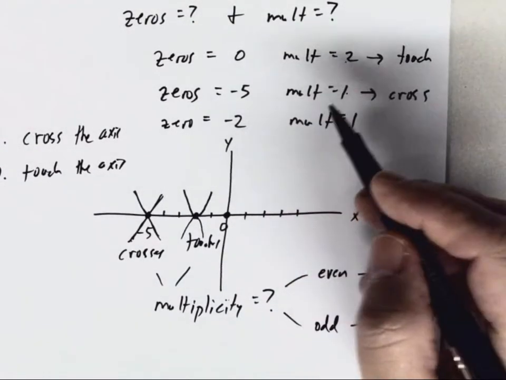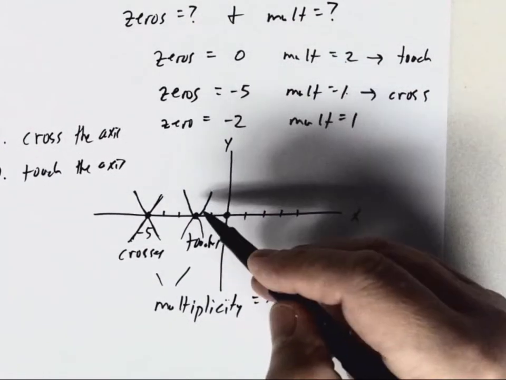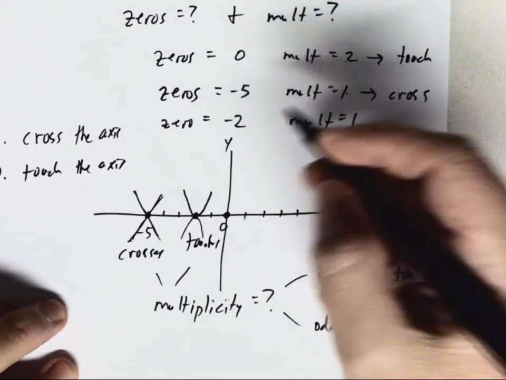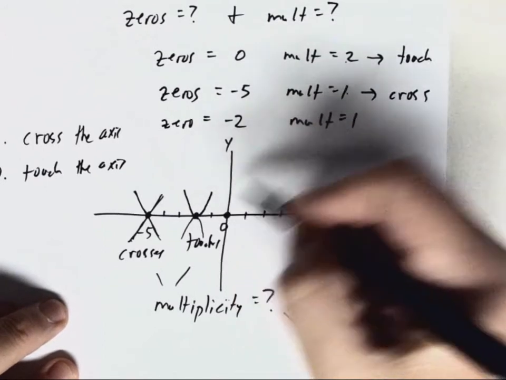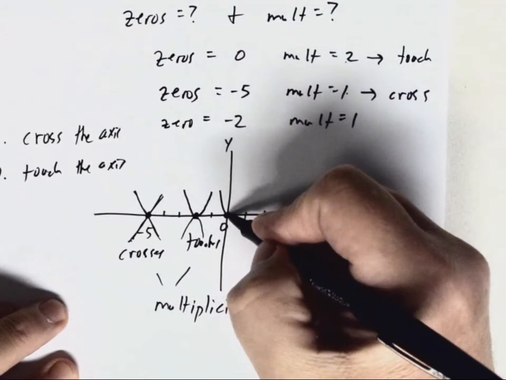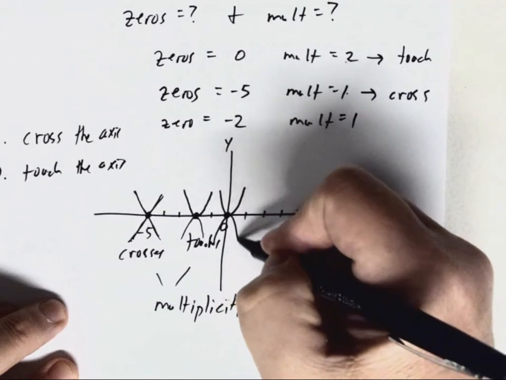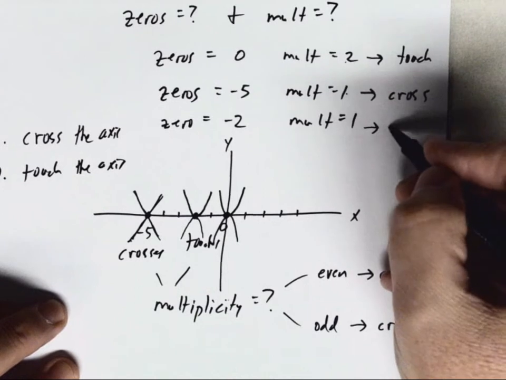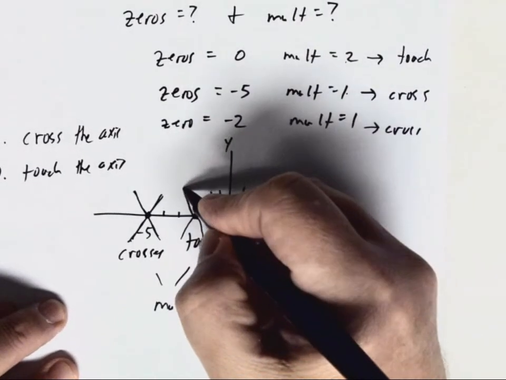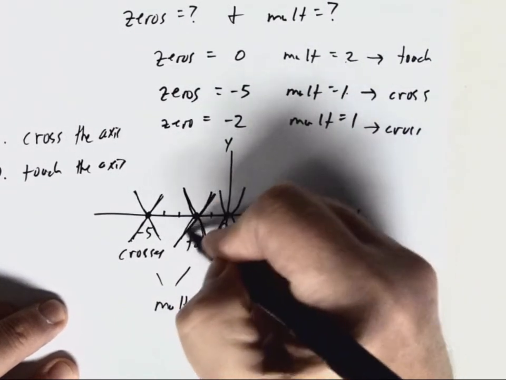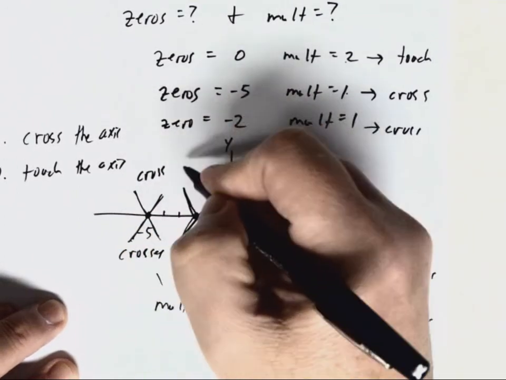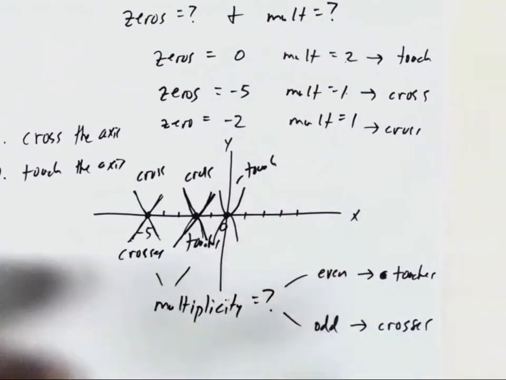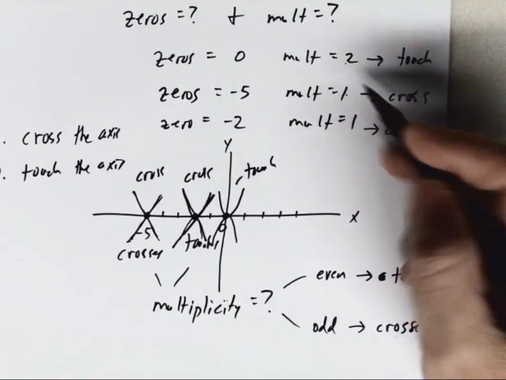And then for -2, oh, I did this wrong. 0, sorry, you were probably all confused. When the zero is 0, it touches, so maybe it looks like this. Or it could be like this. And -5 and -2, since the multiplicities are both 1, in this case, it's either going to cross like this or like this. So crosses, crosses, touch. And it's all based upon the multiplicity.